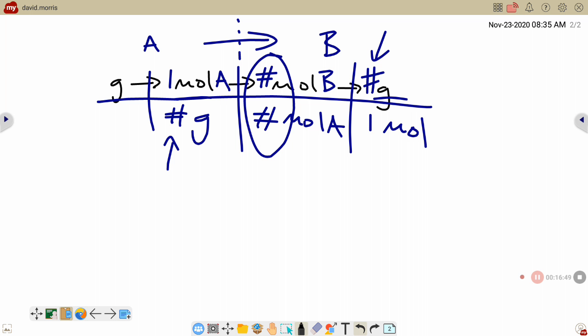So you guys should be able to try those examples on the back real quick. Do number 2 on the back, balance that equation, figure it out, and we'll see if we can handle that.